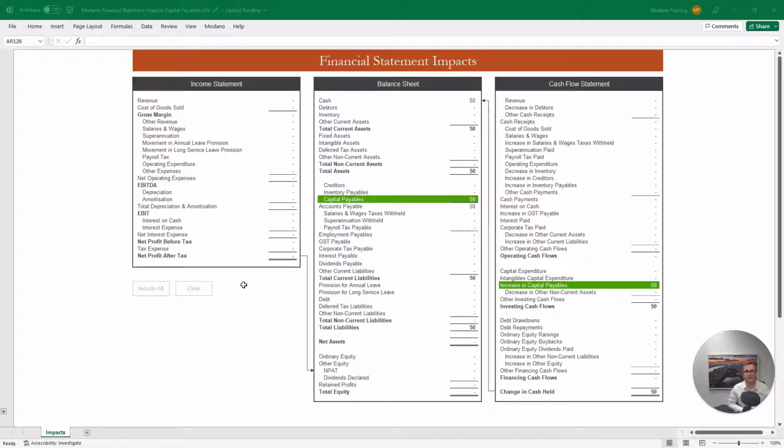When looking at the financial statement impacts of capital payables within a three-way financial model, it's important to note that this is simply an adjustment to the balance sheet and the cash flow statement, and does not affect the profitability of a business. Our increase in capital payables is an adjustment to the current liability section of our balance sheet, which is matched with an adjustment to our investing cash flows. These adjustments ensure that our net assets remain unchanged and our balance sheet balances.